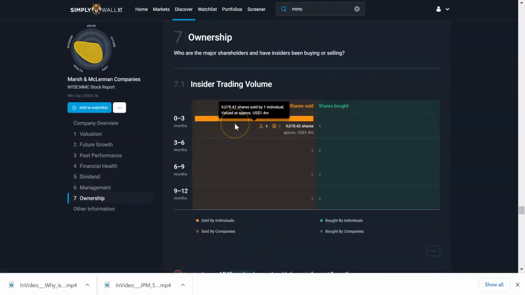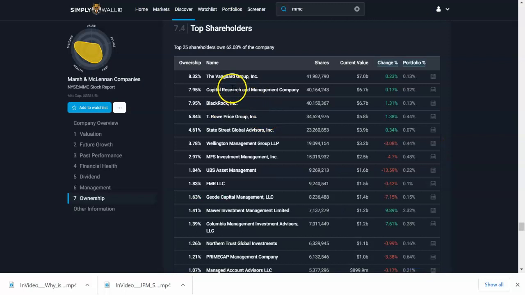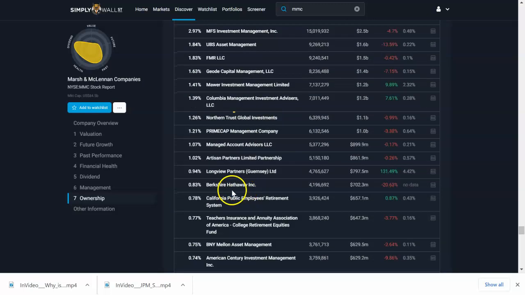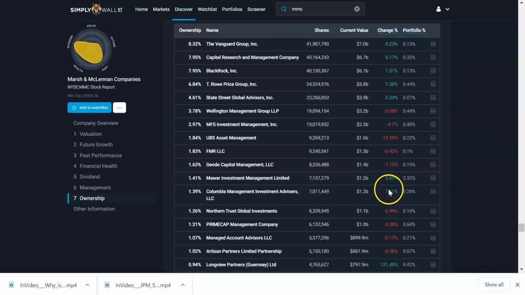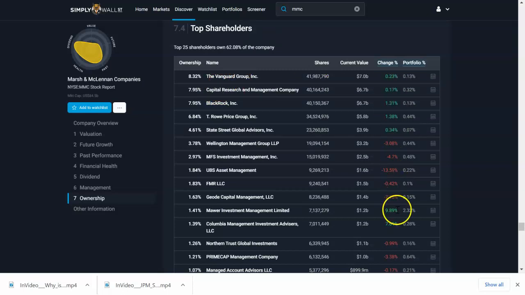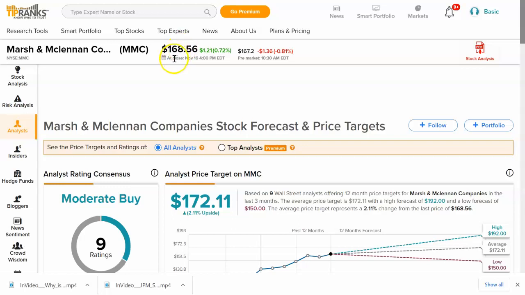Somebody sold some shares. Institutions own about 91% of this stock. And these are the top shareholders: Vanguard, BlackRock, T. Rowe Price, State Street, Berkshire Hathaway, negative, red number. These are all companies in the red that have sold and reduced their stake. That's change, percentage of change. Vanguard increased, Berkshire decreased. Like the article said, TipRanks, again, is showing 168 current price, 172.